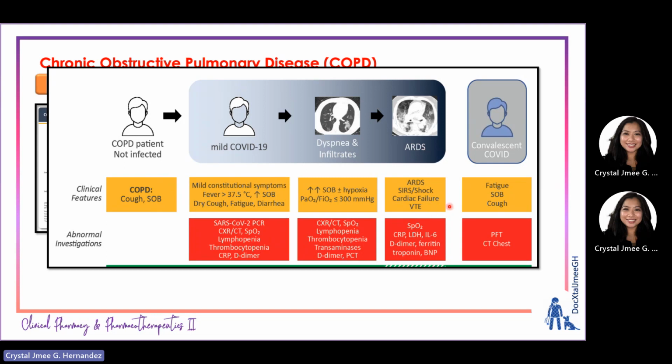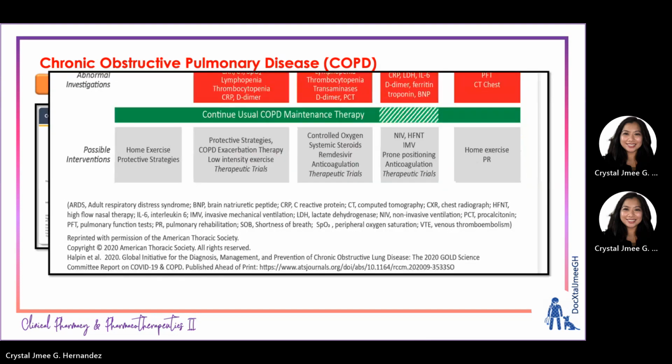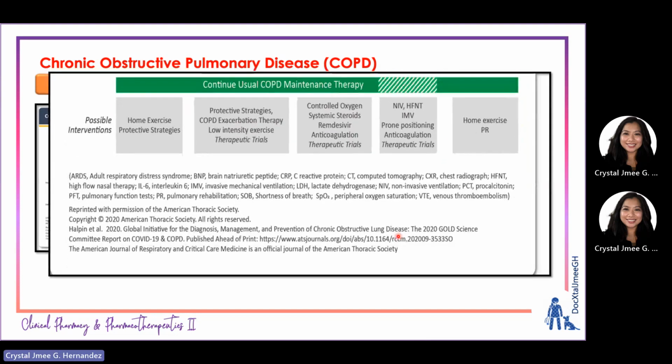And as you can see, this can predispose to shock, cardiac failure, and then if it's a convalescent COVID, we can see fatigue, SOB, and cough. So abnormal investigations are also provided here. Now for the possible intervention, so again, if it's non-confirmed, home exercise, protective strategies, and so on and so forth. And of course, we need to continue the usual COPD maintenance therapy. So most of these are add-ons or there is emphasis to providing more of this therapy. So this is adopted from the American Thoracic Society.